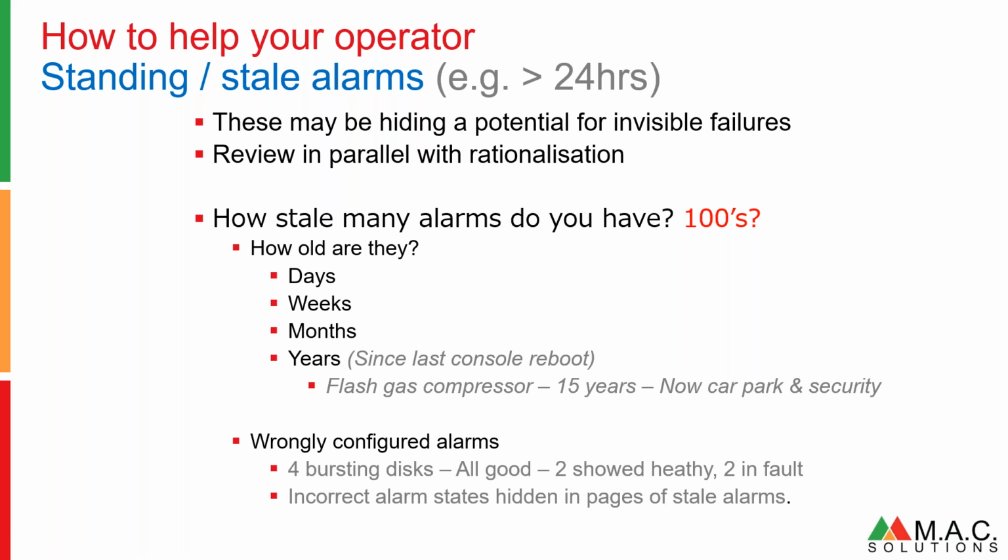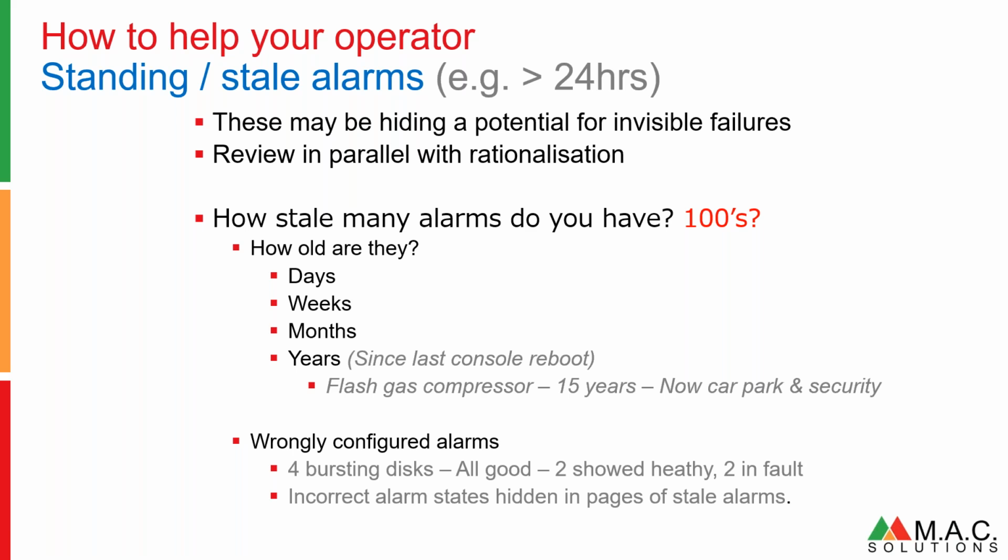The same plant that had the flash gas compressor, or rather didn't have a flash gas compressor, had 2 trains, 2 compressor trains. They had bursting discs and 2 vents. They had double bursting discs. So if one bursting disc goes, you still have protection because you've got a second bursting disc. So if one disc ruptures, your vent is still not open to atmosphere. That was great, except on one train, they had 2 bursting discs in a graphic that showed healthy.